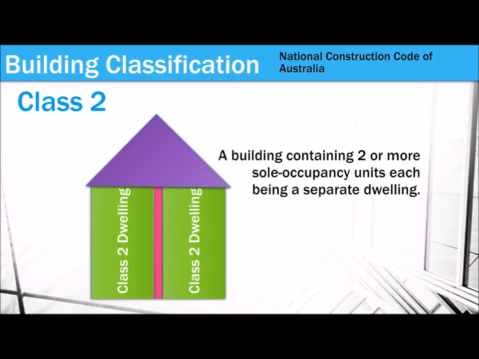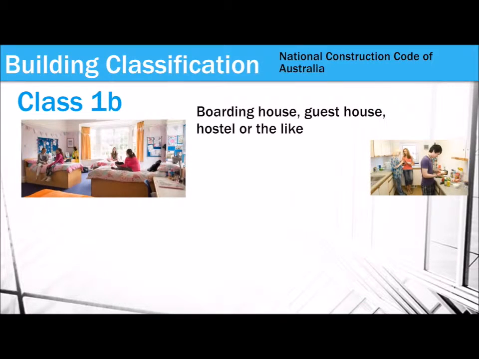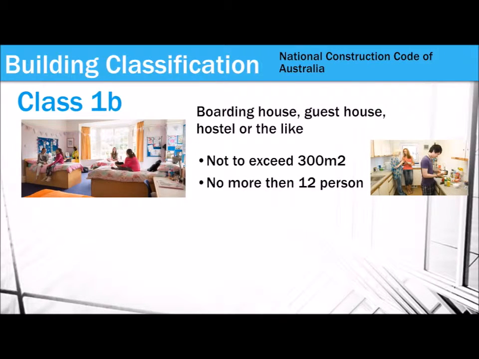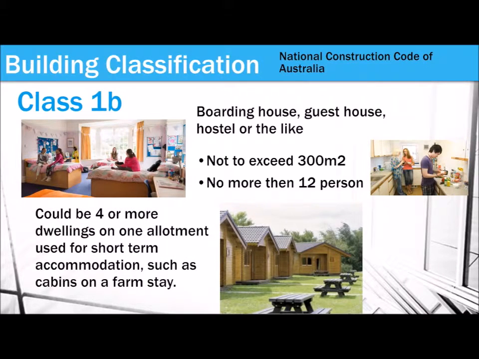Class 1 also includes buildings of 300 square metres or less where 12 people or less live, such as a boarding house or hostel. Short-term and holiday accommodation also fall in this category. This type of residential dwelling would be classified as a Class 1B structure.